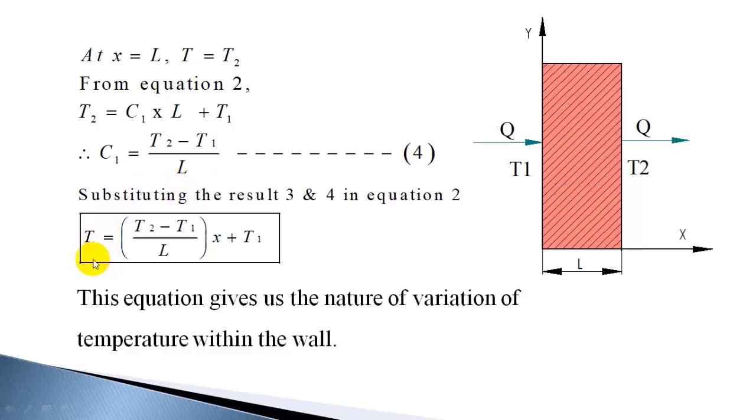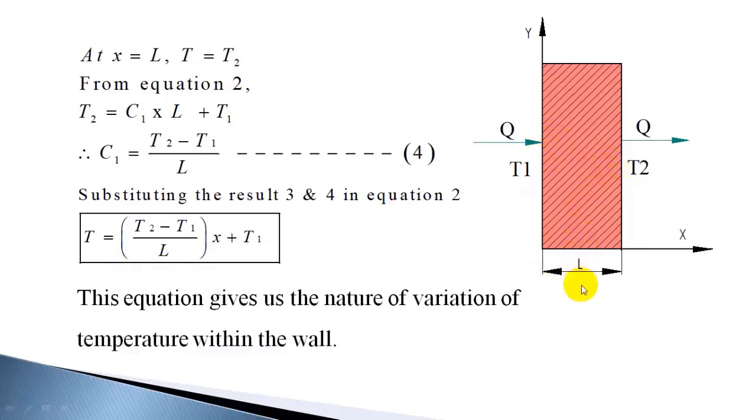Replacing C1, we get temperature T is equal to T2 minus T1 by L, that is C1, times x plus T1, that is C2 is T1. So this is the temperature variation within the material. It varies along the x direction. Along the x direction, the temperature varies like this. And since the temperatures are constant on either side and thickness is also constant, this term is constant. So you have a constant into x plus another constant. So this equation is in the form of a straight line. So the temperature variation within the material is linear or straight line variation.